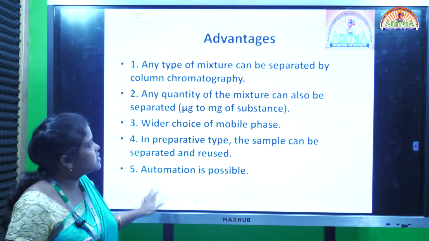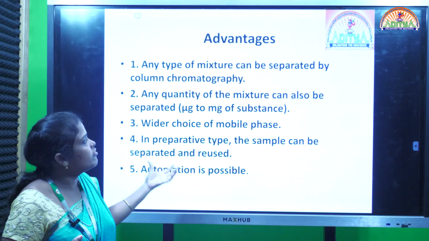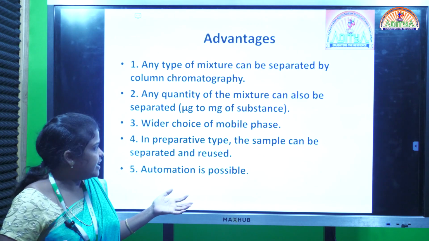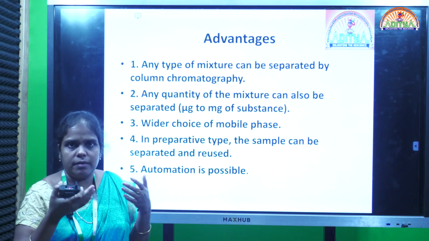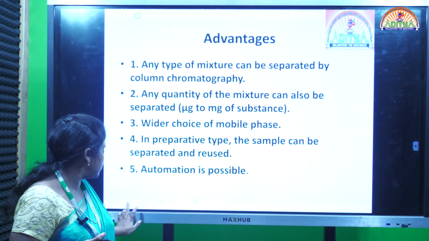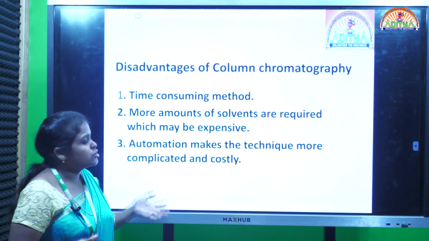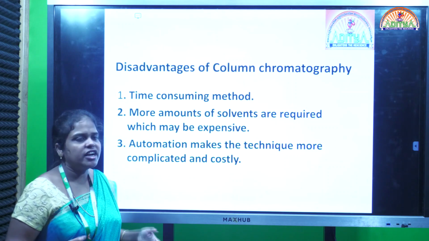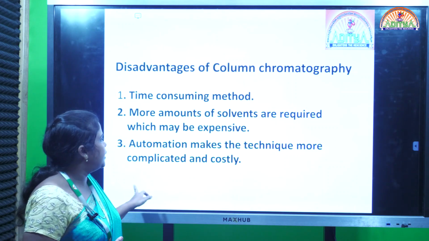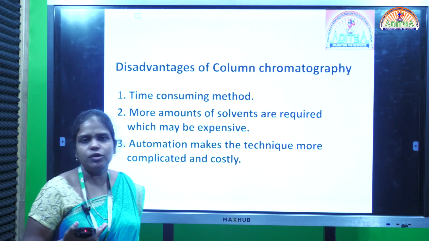And advantages, same things you can write. You can separate any type of sample. You can use it widely, and the experimentation part is also very easy. Last thing is disadvantages. It is a time consuming method, and also you need more solvent and more silica gel, and automation makes the technique more complicated. That means automatically you can't use it.